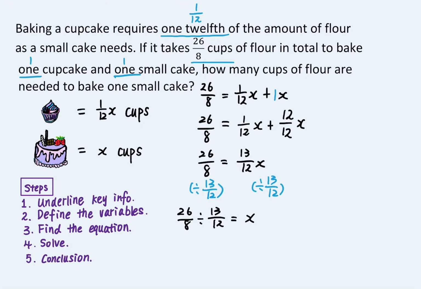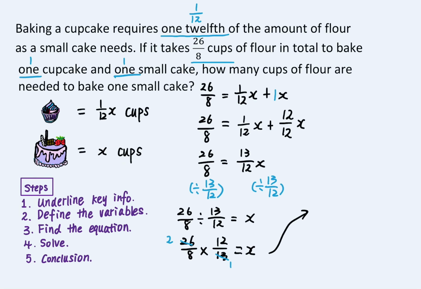When we're dividing a fraction, we multiply by its reciprocal. So if we flip the second fraction, we have 26.8 times 12/13 equals x. We can cross multiply to simplify our equation here. I know 13 goes into 26 exactly twice. So if I divide 13 by 13, I have 1. And if I divide 26 by 13, I have 2.